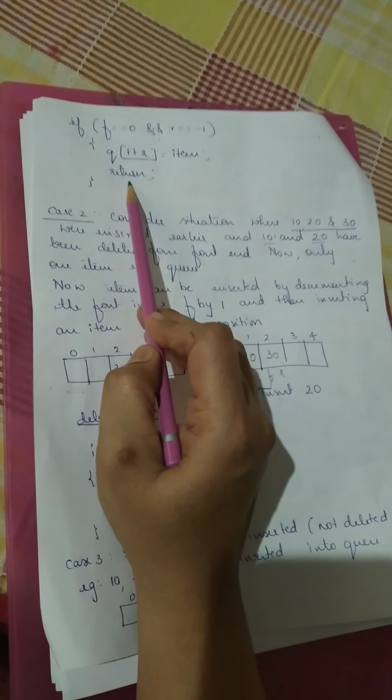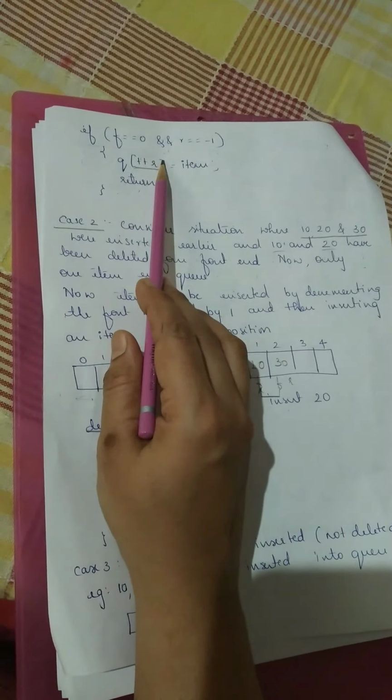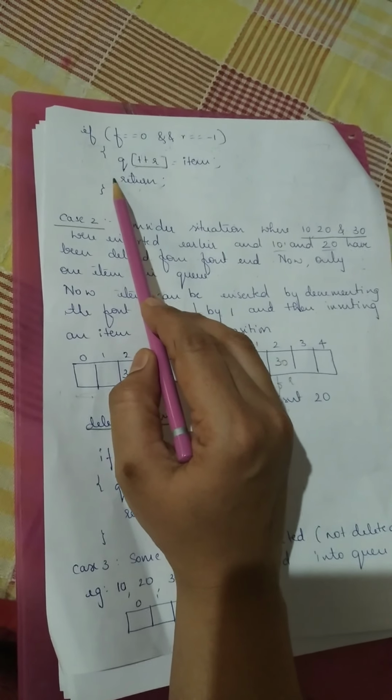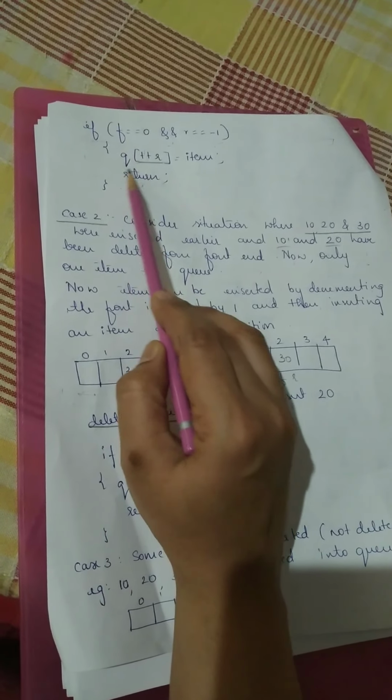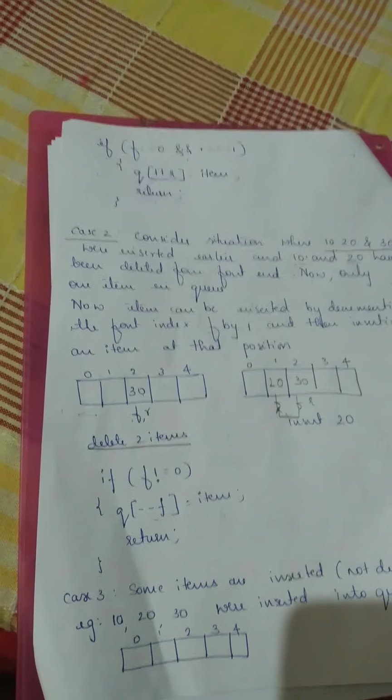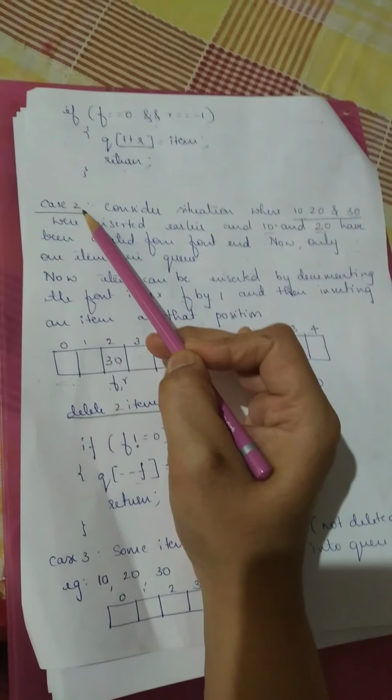The code for inserting item: if F is equal to 0 and R is equal to -1, R is incremented, Q of R is equal to item, return. Next we'll see case 2.